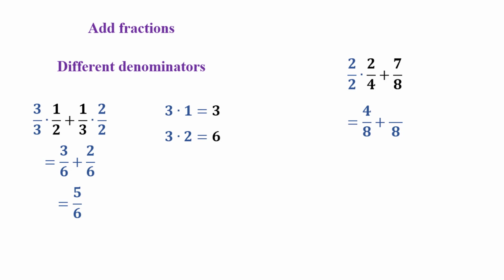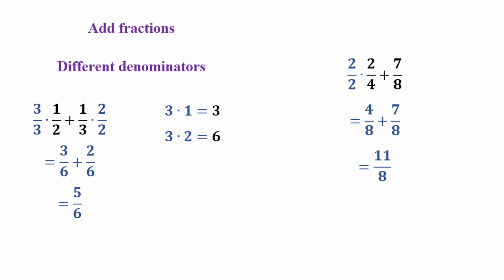In the fraction 7 eighths, the denominator 8 isn't changed, so we don't change the numerator and we write 7 at the numerator. The fractions have the same denominator 8, so we write 8 as the denominator. Then we add the numerators because there is a plus between the fractions. 4 plus 7 is 11.